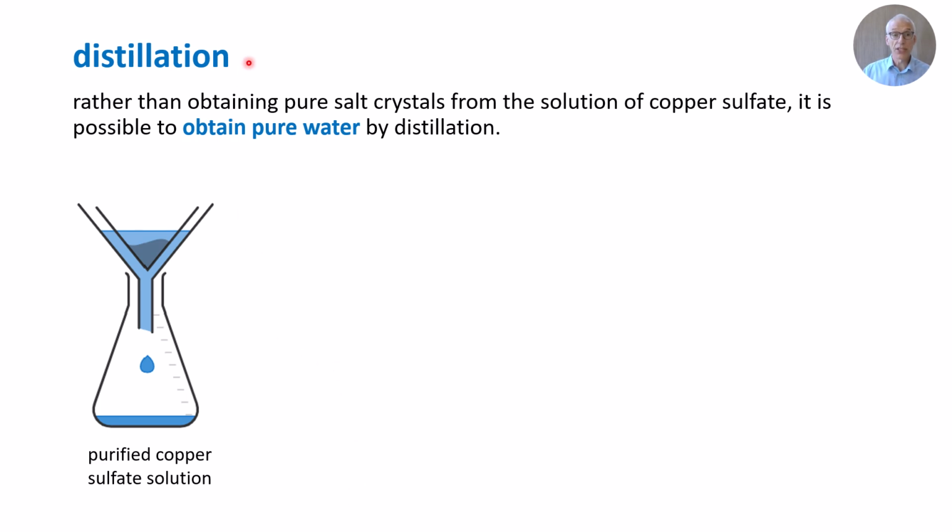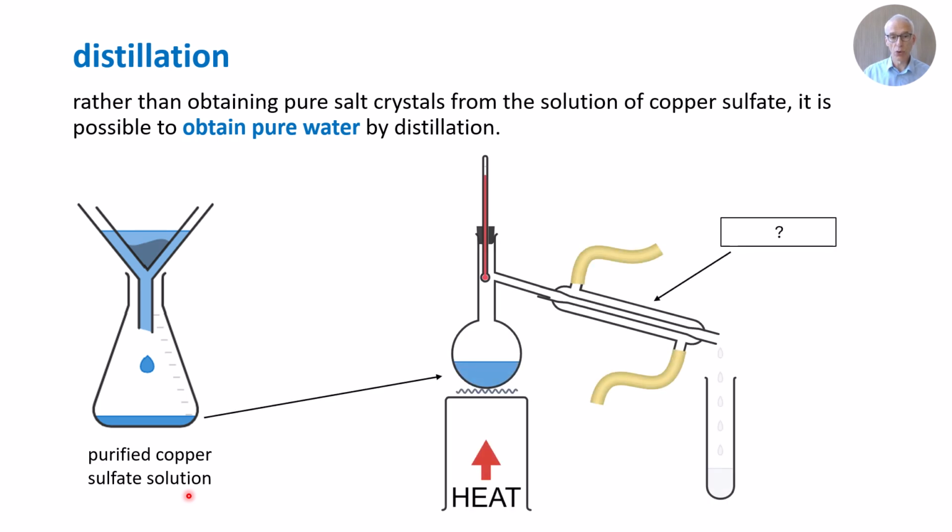Let's talk about distillation. Rather than obtaining pure salt crystals such as copper sulfate from the solution, it's possible to obtain pure water from a solution by distillation. So let's imagine that we've got our purified copper sulfate solution from the previous slides. How would we obtain pure water? Well, we'll place the copper sulfate solution into a flask with this arrangement.